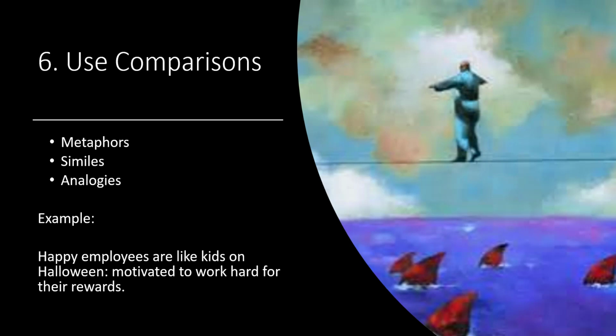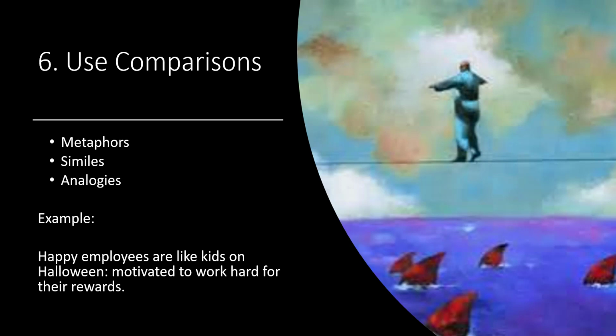Number 6 is that you can use comparisons to help your reader better understand what you're trying to express. Comparisons are things like metaphors, similes, and analogies. An example of a written comparison could be happy employees are like kids on Halloween, motivated to work hard for their rewards. So we've got some imagery there, and it's pretty easy to understand the comparison.